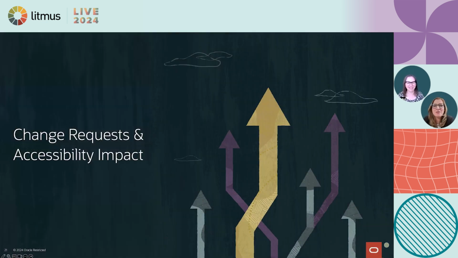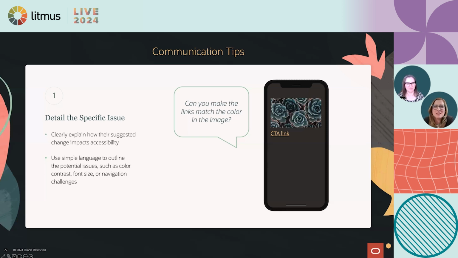All right, so now that we've covered accessibility in our designs, it's important to remember that it's not a one-time task. Accessibility evolves with feedback and real-world use, right? So let's lead to the next topic, change requests. Some of these approaches that we'll be seeing will help us communicate a little bit better. And so really focusing on the detail of the specific issue is, how can we clearly explain what their suggestion is?